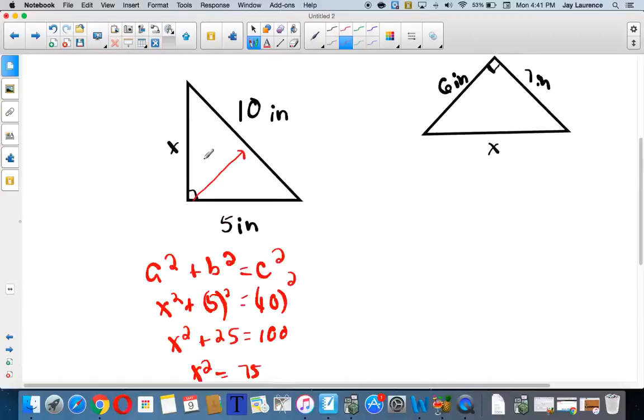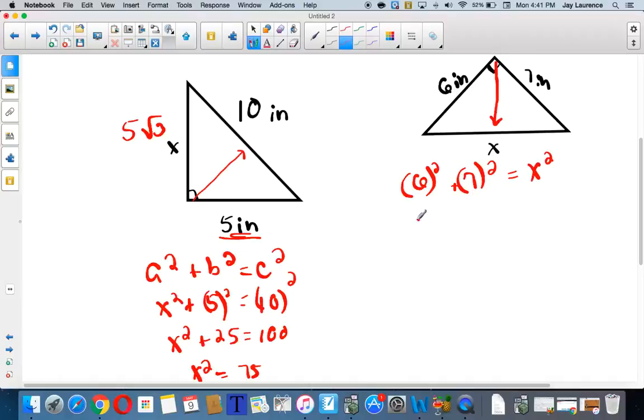By the way, this looks like a 1, 2, rad 3. So I could have just taken the 5 and multiplied by rad 3, and I would have got the same answer. All right, this one here isn't a special triangle. So I'm going to go 6 squared plus 7 squared. And that'll need to equal x squared. Why is x the variable? Because it's across from the right angle.